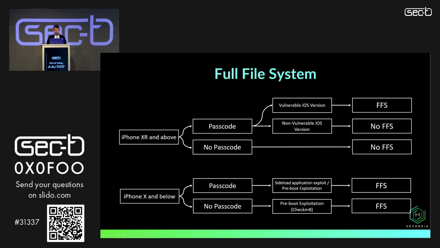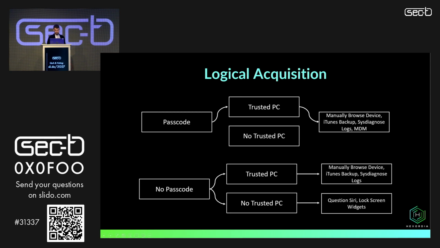So with an iPhone X or below, like I said, you can either exploit the device with a passcode or exploit without a passcode, it does not matter. But with the newer devices, you will either need a passcode or you will need a private exploit, which can somehow exploit the device without a passcode, but none of these are public. And essentially, we will need that passcode if we do want a full file system.